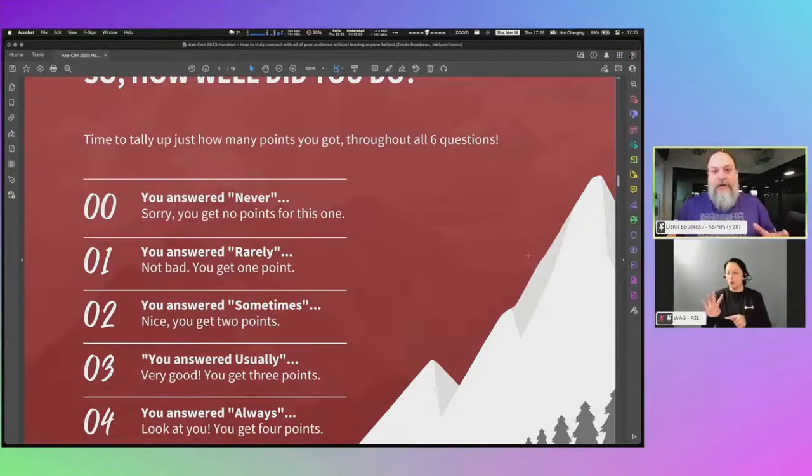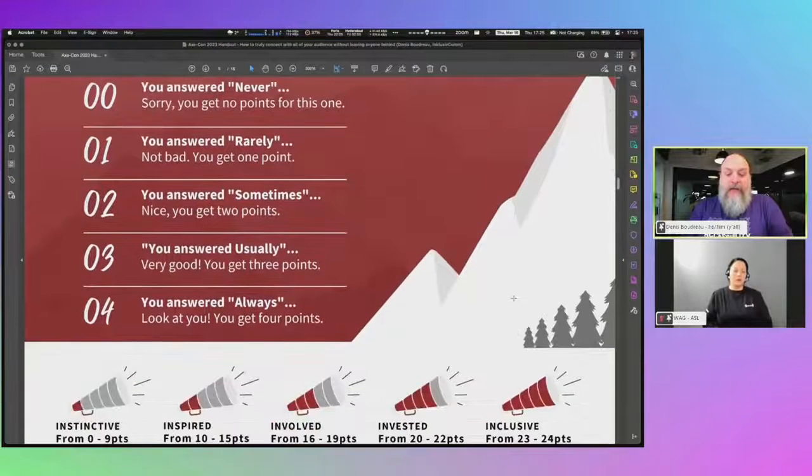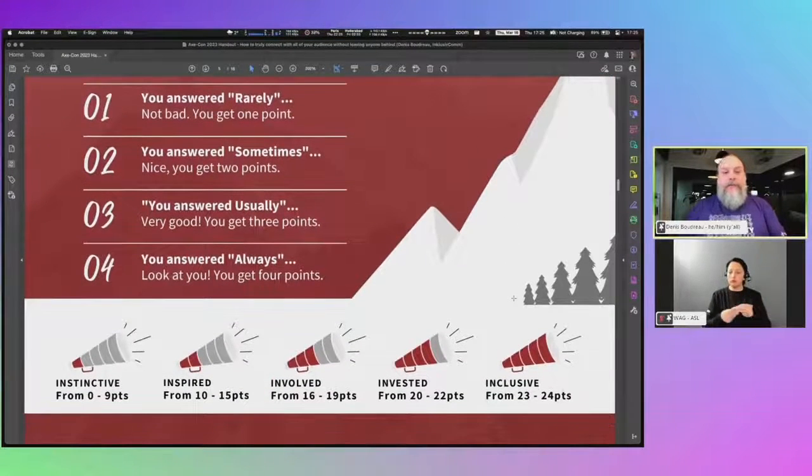So if you had 6 questions at always, that would be 6 times 24. And if you had 6 questions at 0, it would be 0. So based on where you stand with that number, it puts you on a scale. Again, something that I've put together these past couple of years, that I call the inclusive speaking model, basically. Going from instinctive to inspired, to involved, to invested, to inclusive. So depending on the number that you got, you would fall somewhere on that spectrum.